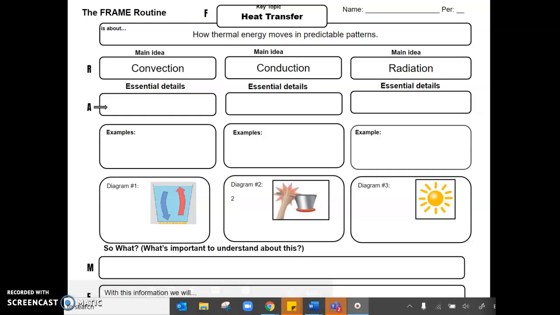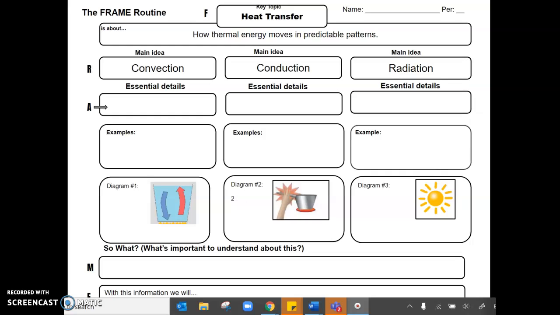We're going to take a quick refresher of the FRAME routine. This content enhancement routine helps students organize their thinking and talk about the key topic and information related to the key topic. It can be used when a topic has several main ideas and multiple supporting details. It can be used at any point during instruction and in any content area.